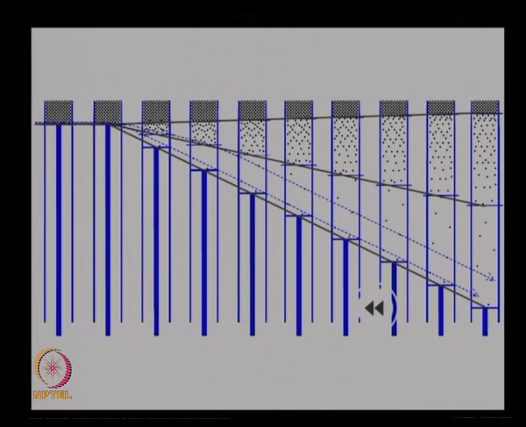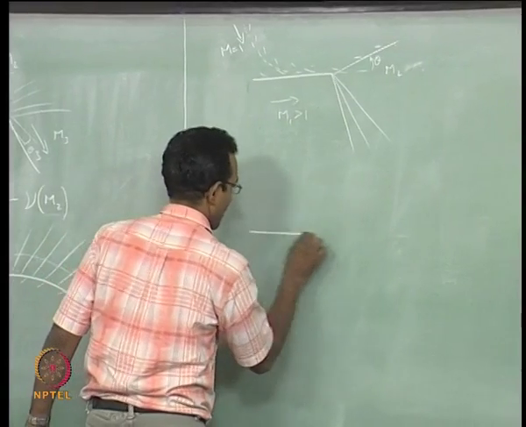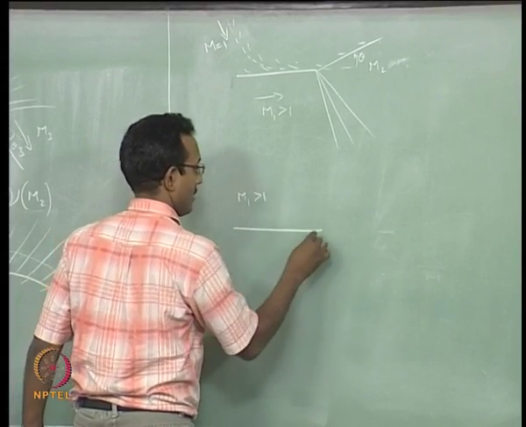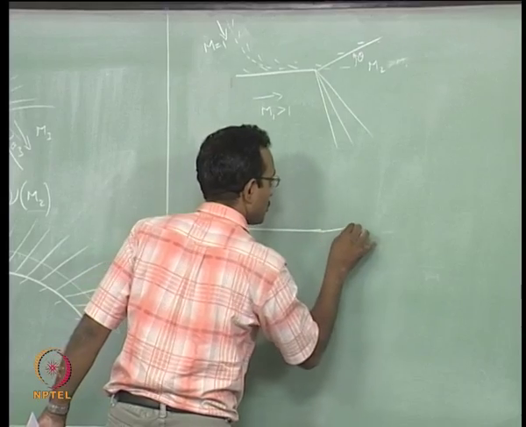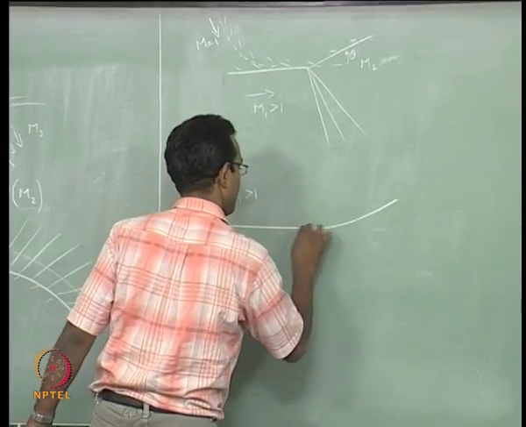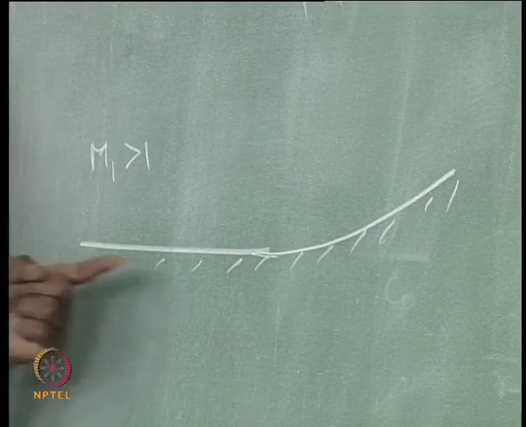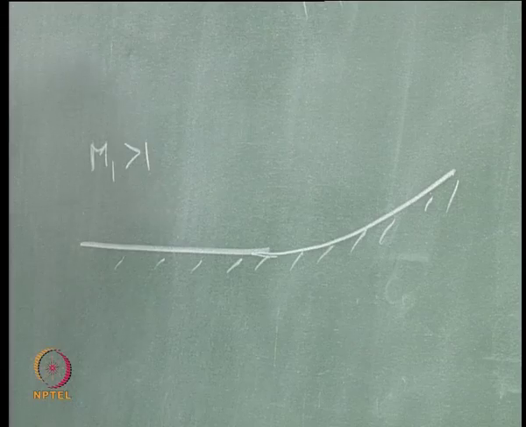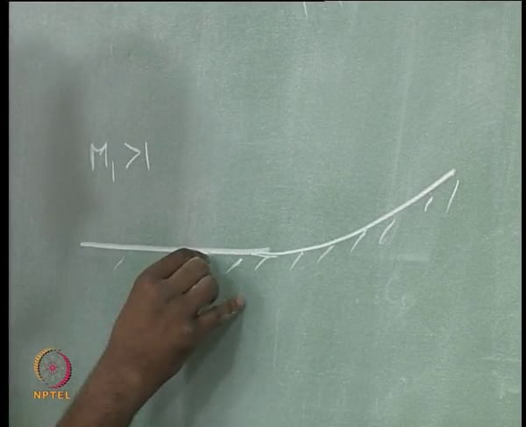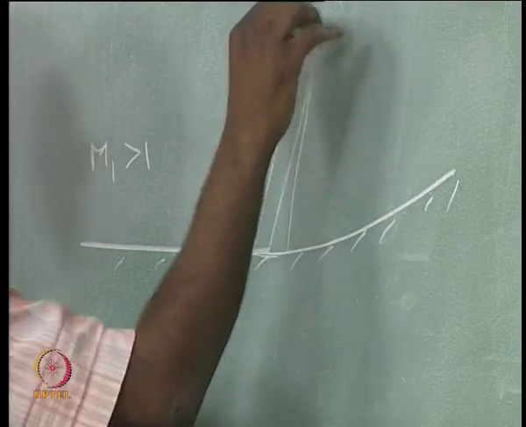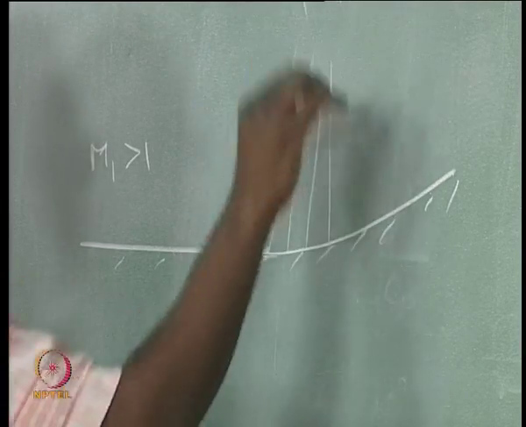I will go to another problem. I will go back to the board. I will pose another problem where I have a Mach number greater than 1 flow, and it is having a smooth compression corner. If it is having a smooth compression corner, then of course the same thing as expansion will happen. For every small change there will be one compression wave.